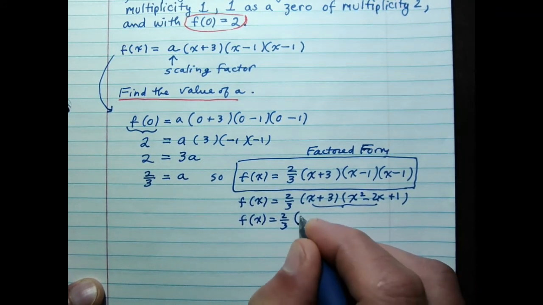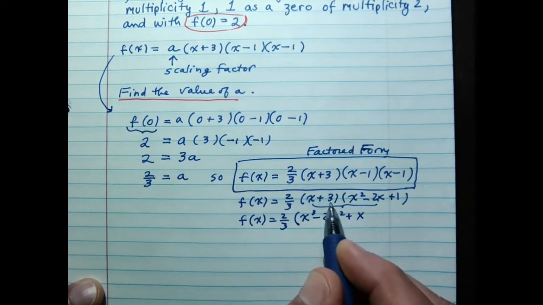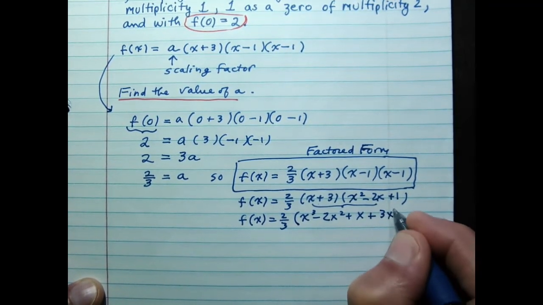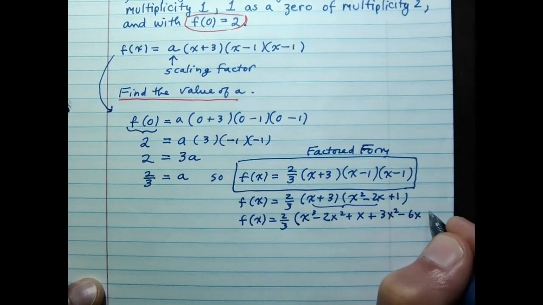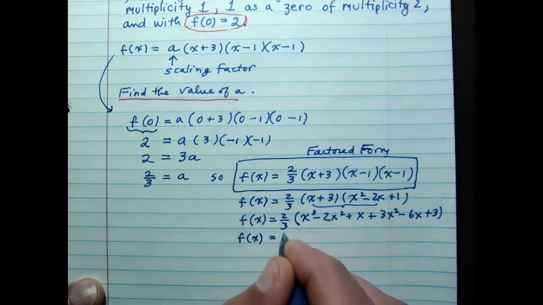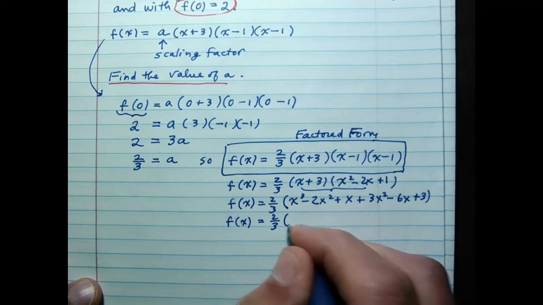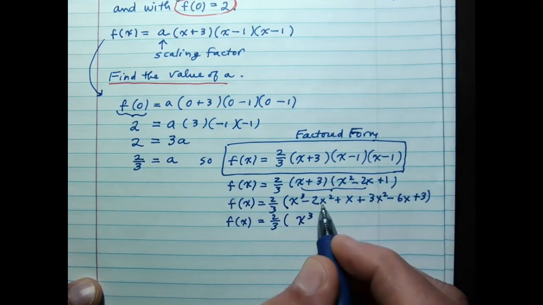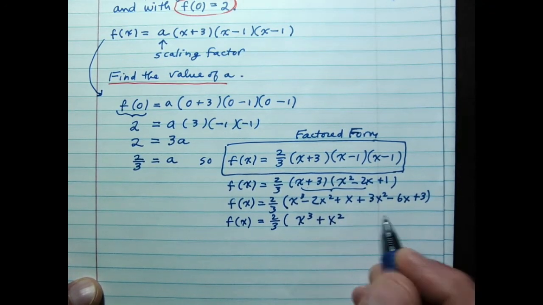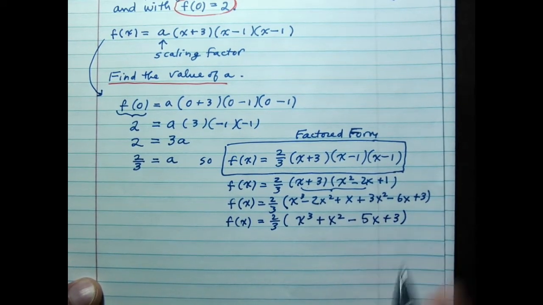So I'll take x here times each term of the second factor. What am I going to get? I'm going to get x cubed minus 2x squared plus x. Then I'm going to take 3 times each term of the second factor. So plus 3x squared minus 6x plus 3. And combine like terms. So I have x to the 3rd, minus 2x squared plus 3x squared is plus x squared. And then I have x minus 6x, which is minus 5x, plus 3.